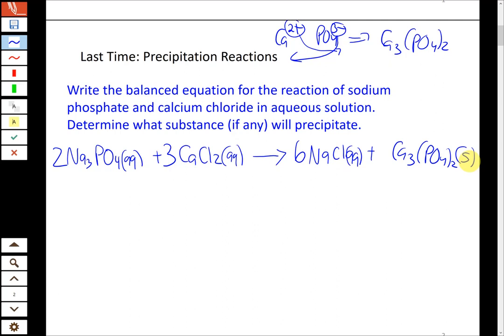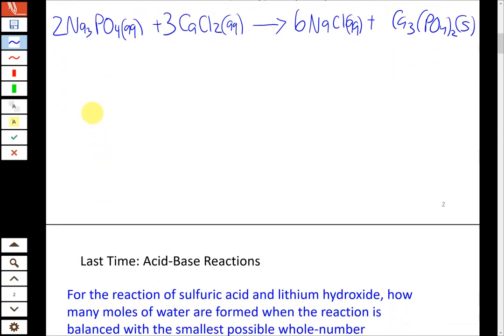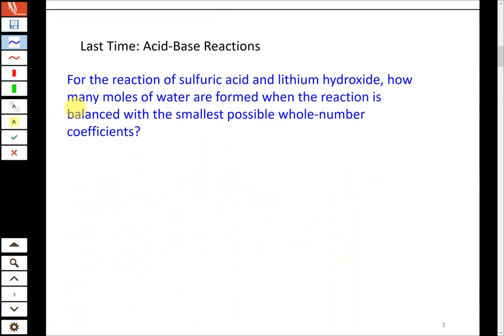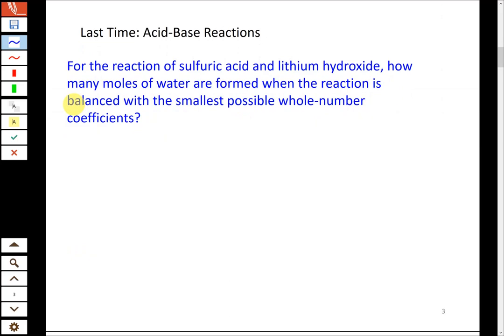All right, so the coefficients were a little bit trickier there, but we got there eventually. Now let's do an example of an acid-base reaction. So these have some similarities to precipitation reactions. The difference is that your cation from your acid is going to be H+ always, and then your anion from your base is always going to be OH-. So those two things are always involved in an acid-base reaction. H+ from the acid, OH- from the base.